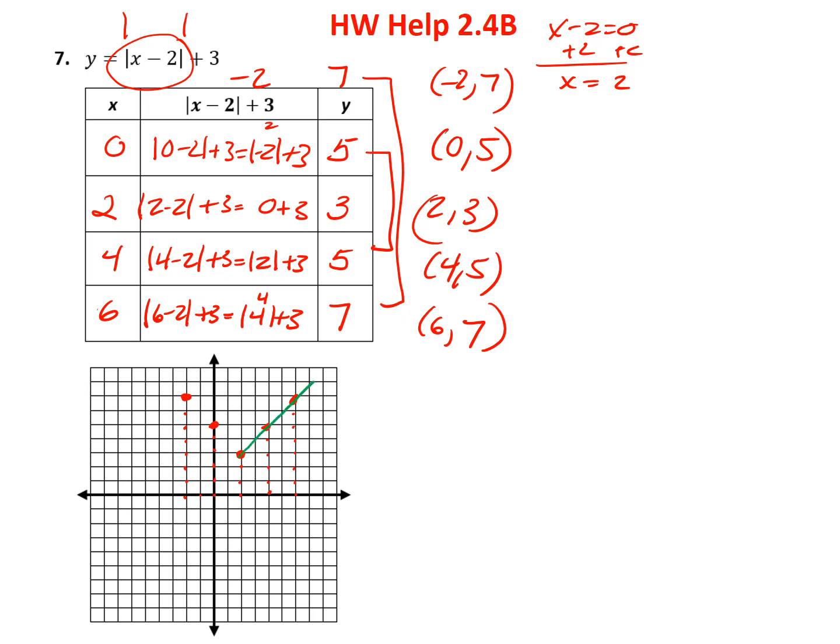And then we can graph our line. So one line's going this way, and one line's going this way. And that's the absolute value function. Again, notice how these two are on the same line and these two. That's because these are symmetrical around this line right here, the x equal 2 line.